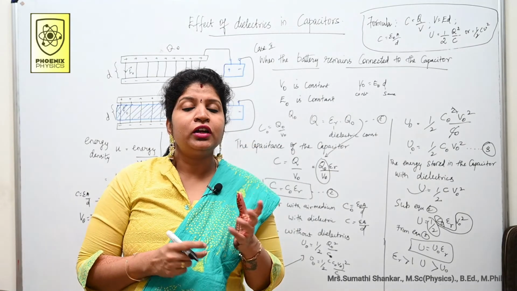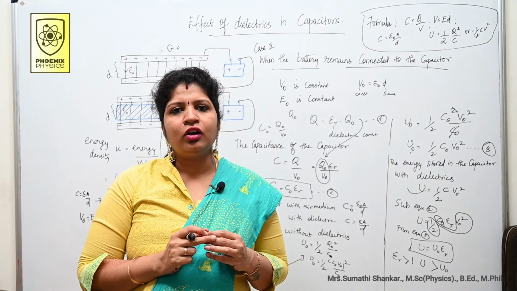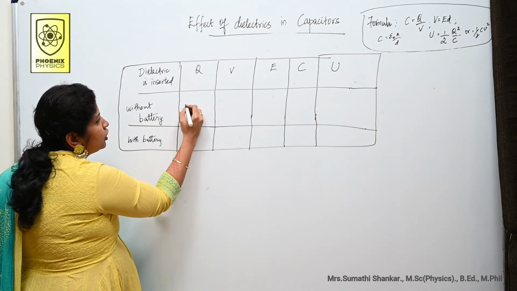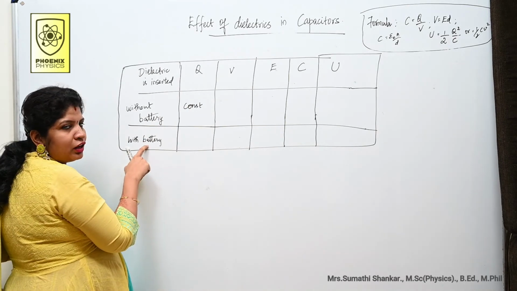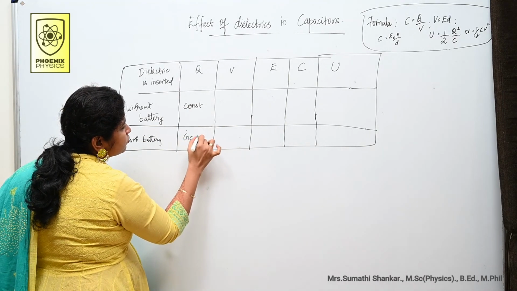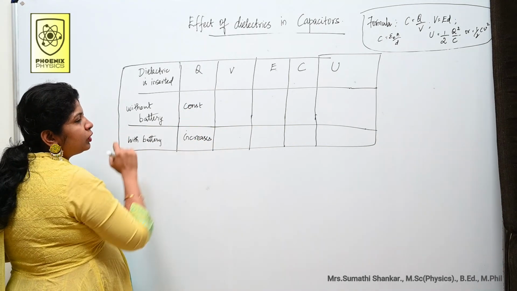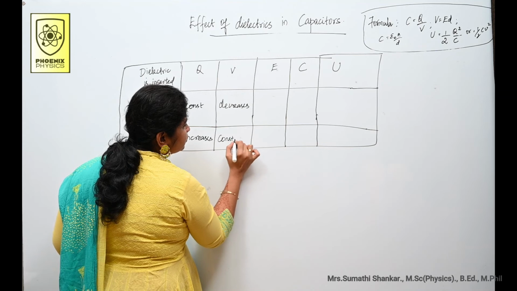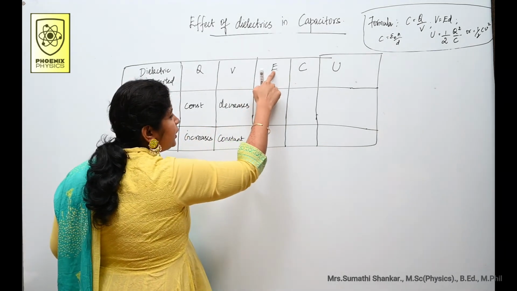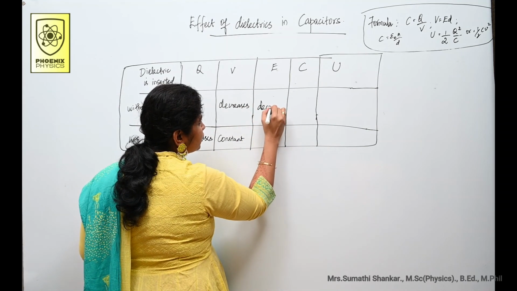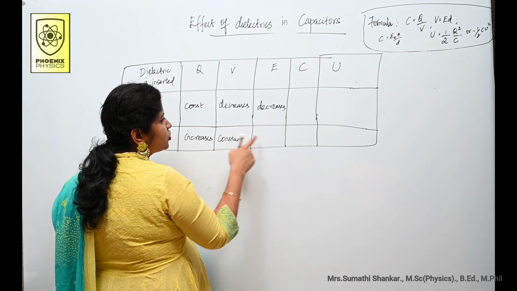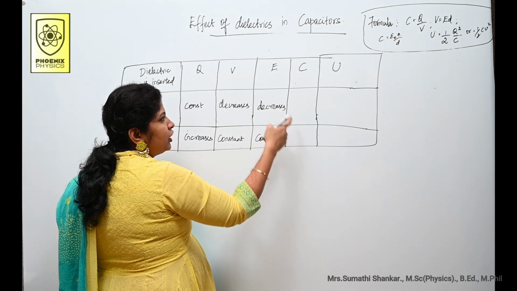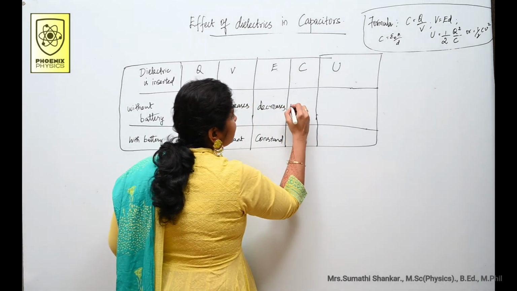In this class we studied so many formulas. Let us put them in a tabular column so you can understand better. Here the dielectric is inserted without battery means Q is constant, but with the battery Q increases. Then what about the potential difference? It decreases without battery. With the battery the potential difference is constant. Next one, E: V decreases means E also decreases. Here V constant means E is constant. Then capacitance, in both the cases whether with battery or without battery, capacitance increases.